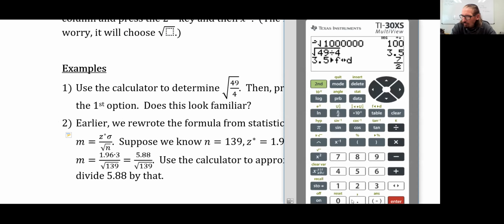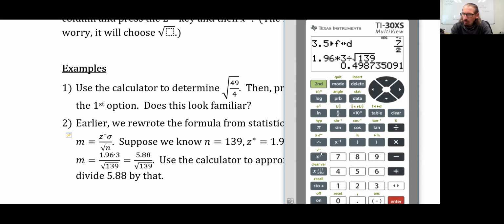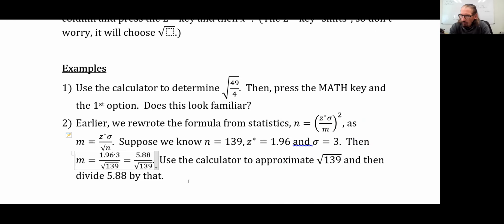1.96 times 3 for that sigma, and divide by square root of 139. Oops, I'm missing my division symbol. Divide by square root of 139. And that's going to give us 0.4987 something. Watch for directions about rounding.